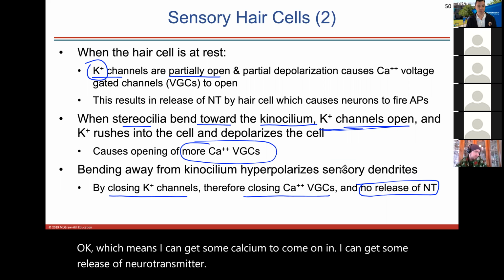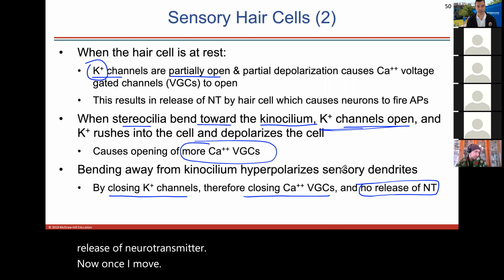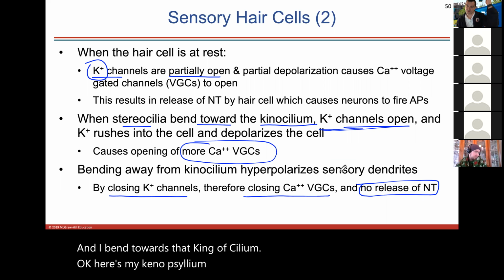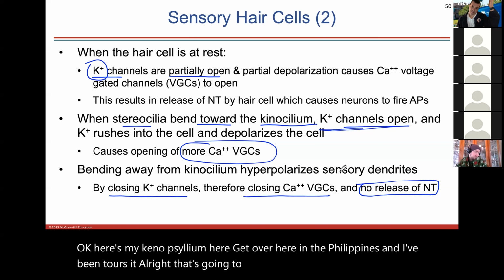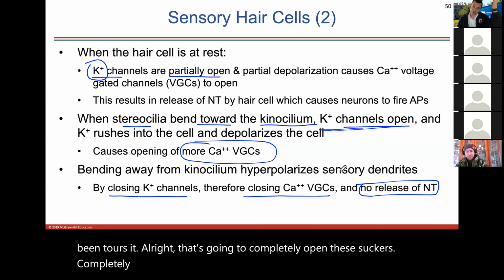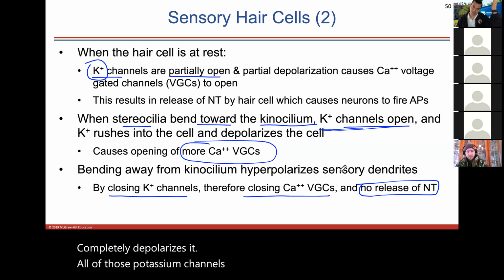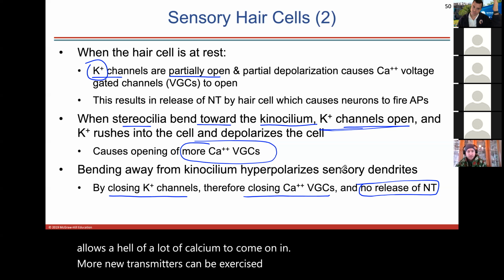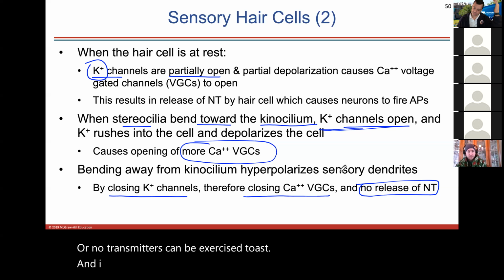Now, once I move and bend towards that kinocilium, here's my kinocilium, and I bend towards it, that's going to completely open these channels. It completely depolarizes it. All of those potassium channels open up. That allows a lot of calcium to come in. More neurotransmitters can be exocytosed. And I can interpret that as, you know, I'm bending to the left or bending to the right or whatever I'm doing.